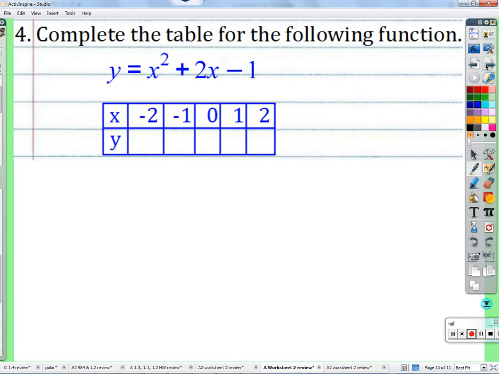Complete the table. We did a couple of these in the homework questions, so that shouldn't be a big deal. x squared plus 2 times x minus 1. This time I want x to be negative 2, so I'll put negative 2 in there for those. Negative 2 times negative 2 is positive 4. 2 times negative 2 is negative 4. Minus 1, that's 0.